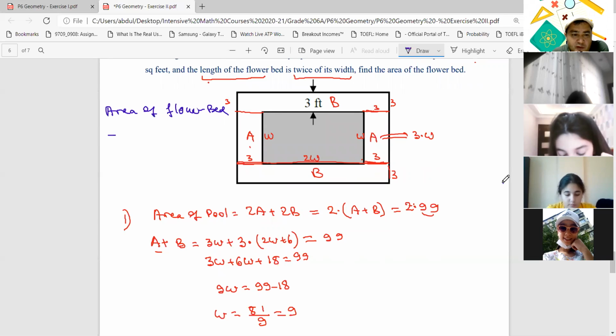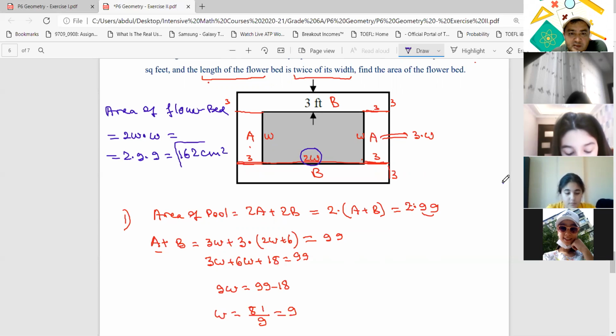is equal to, Elmira, can you tell me what is the length of the flower bed? 18. 2W, it is 18. So it is 2W times width, it is W, equals 18 times 9. So 81 times 2, that's equal to 162 cm squared. That's the answer.